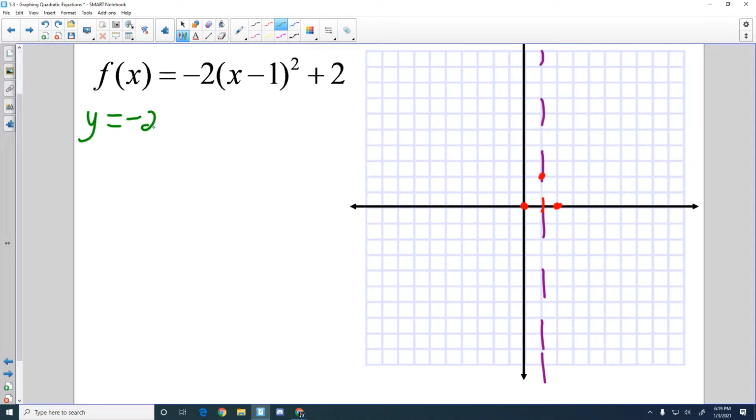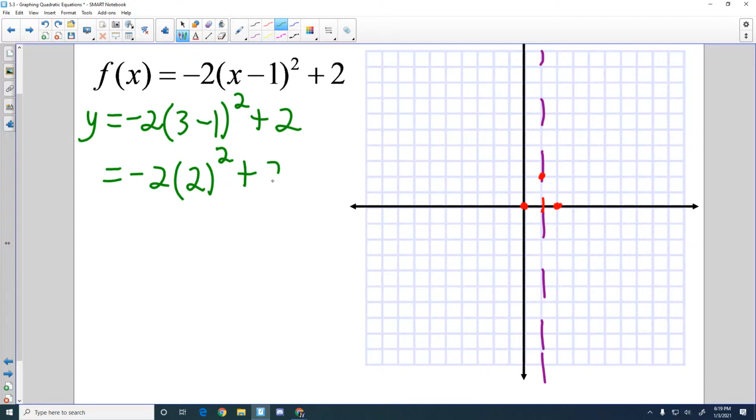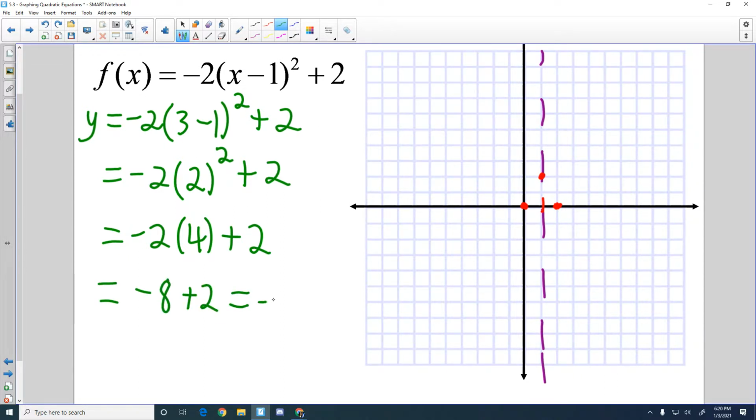Y equals -2 times 3 minus 1 squared plus 2. Well, that's -2 times 2 squared plus 2. So that's -2 times 4. That gives us -8 plus 2, which is -6. So when x was 3, y was -6. So that's another point on our graph that we can plot. So I'm going to go to 3 and then down 1, 2, 3, 4, 5, 6, put a dot.